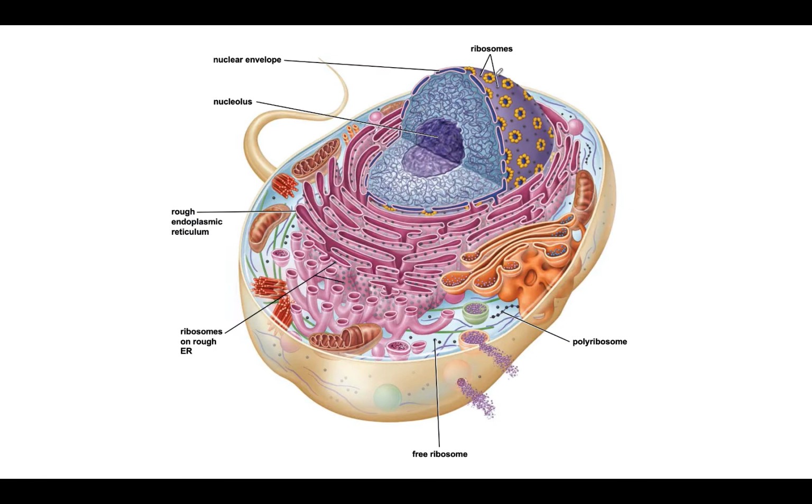One more time. Here's a cell. Here's a nucleus. Outside the nucleus is the cytoplasm. When you look inside the nucleus, there's a nucleolus. The nucleolus is the site where ribosomal RNA is synthesized. And the rest inside the nucleus is chromatin.